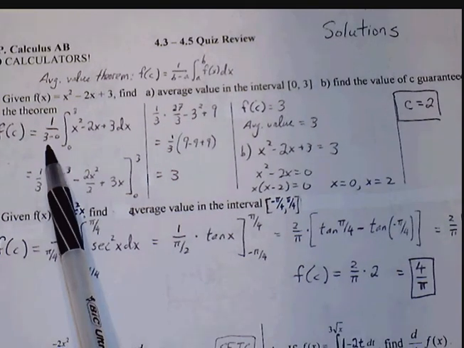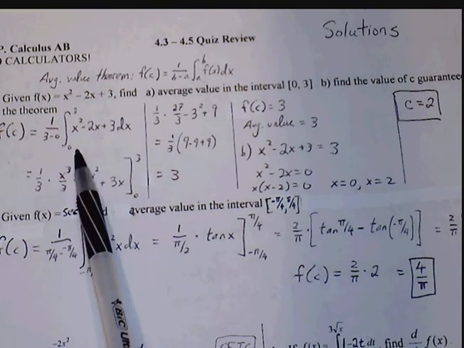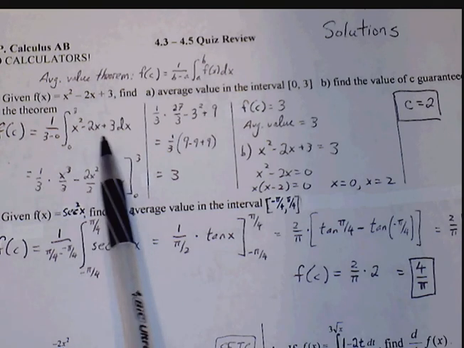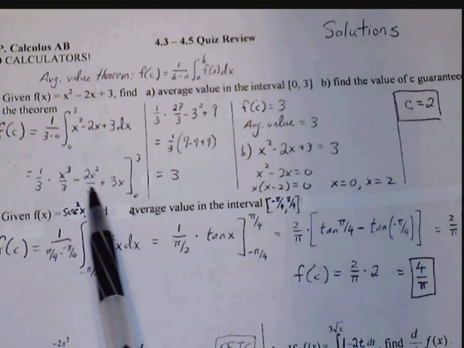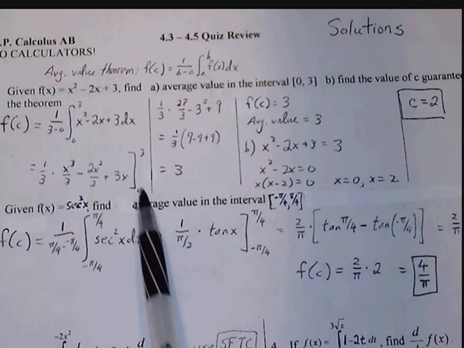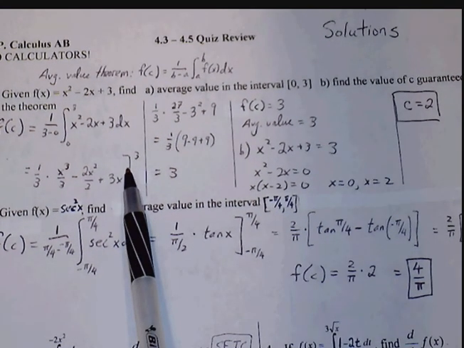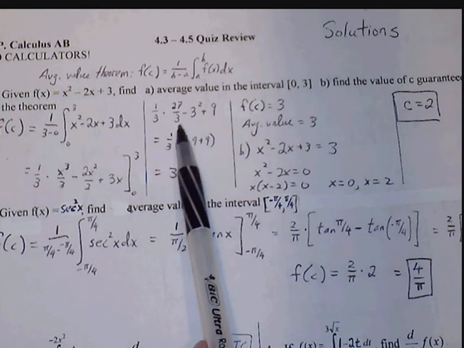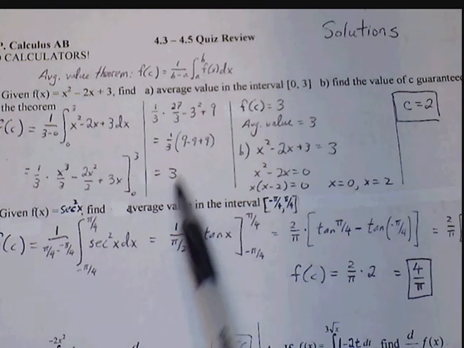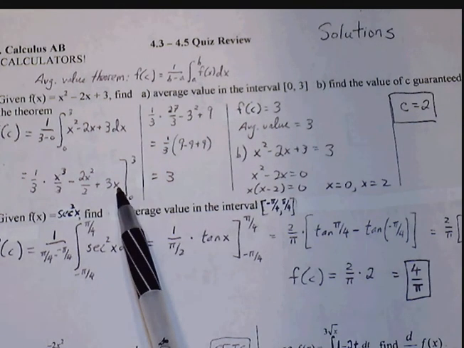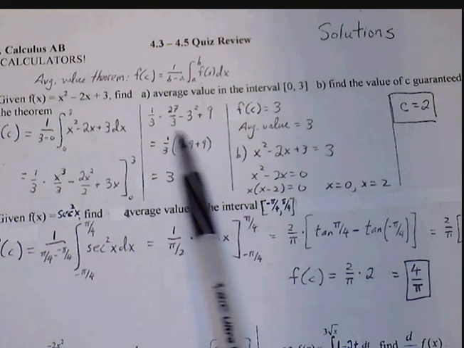So plug everything in. We know our a and b value. We know our function. So we simply have to evaluate x squared minus 2x plus 3, going through power rule. Okay, evaluate between our upper and lower bound. Plug in our upper bound first, and we get 27 over 3 minus 3 squared plus 9. Now the lower bound will cause every term to go to 0, so I just left that out.